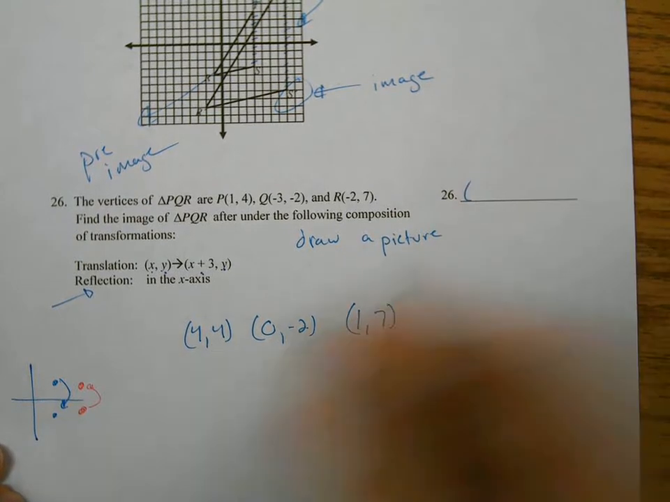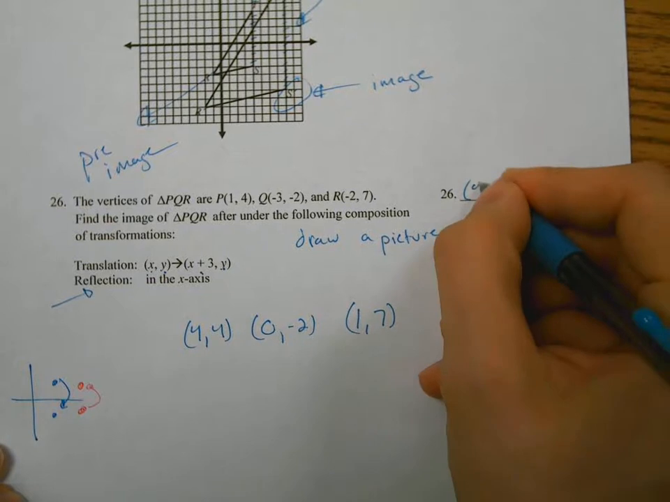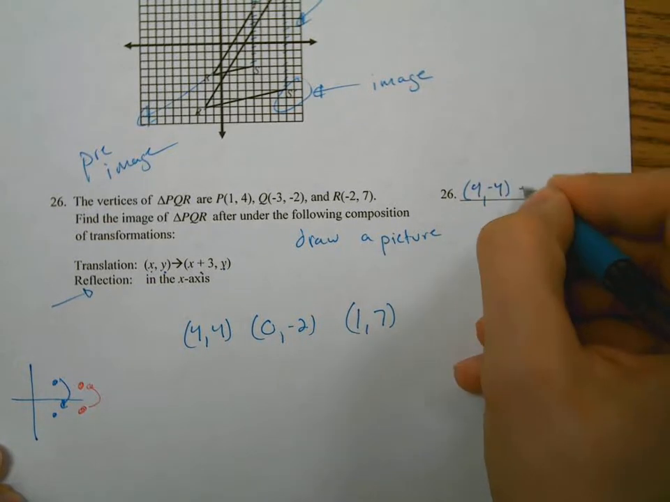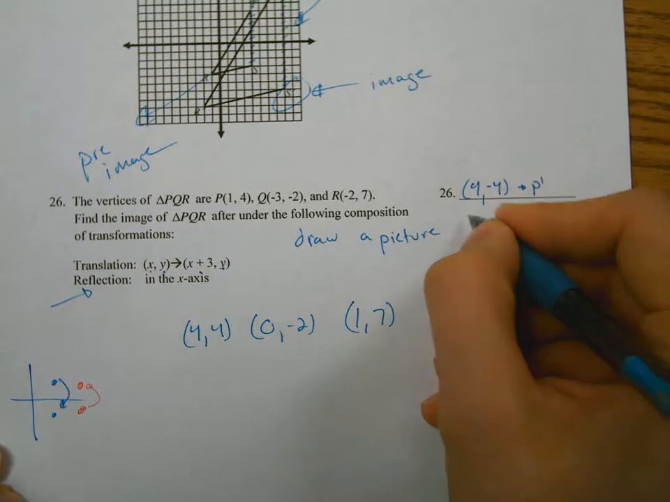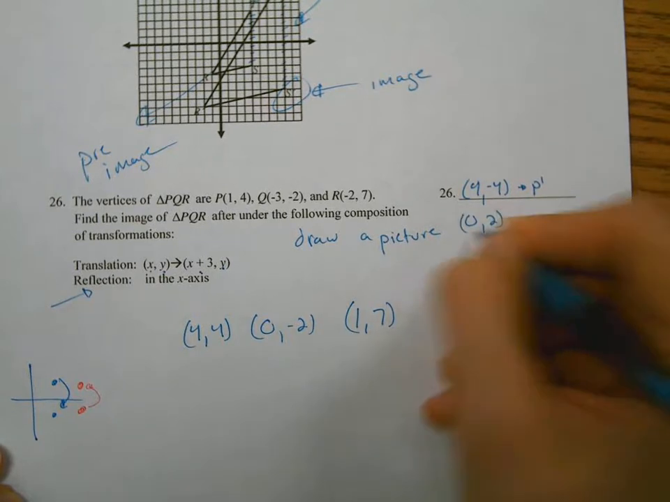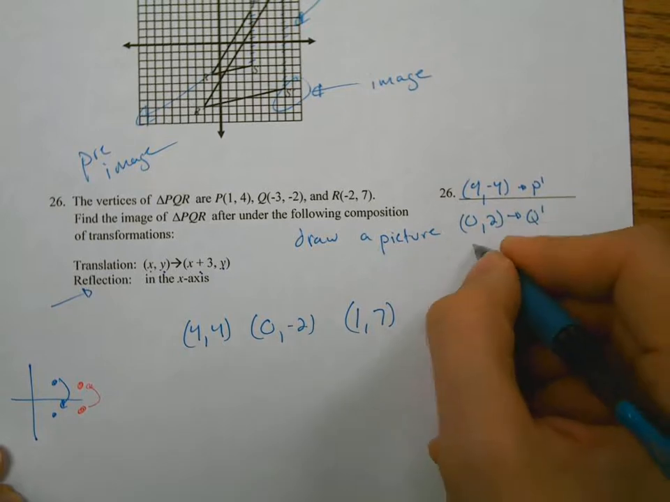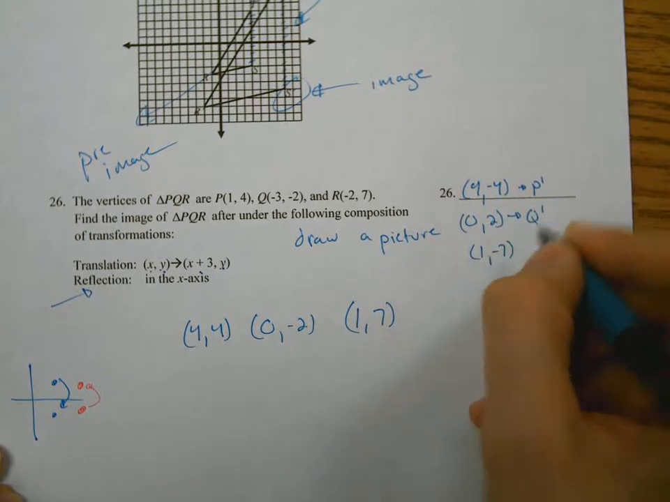Now I'm going to call this prime. So I've got 4 and the -4. That's going to be P prime. I've got 0 and +2. That's going to be Q prime. And then I've got 1, -7. That is going to be R prime.